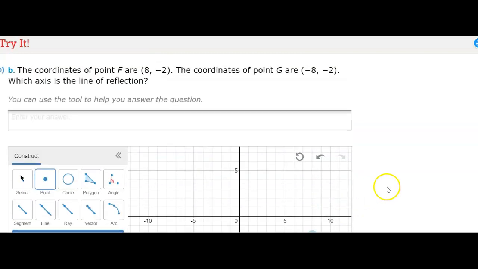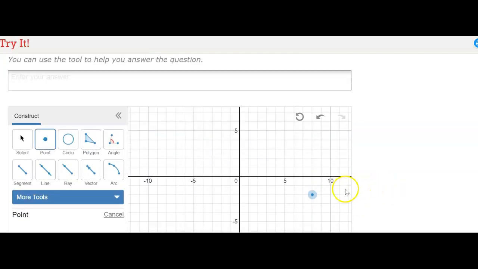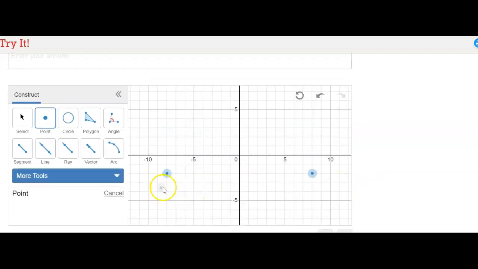G is -8 and -2. So we have -8, which would be on this side. So that's 6, 7, 8. And then we have -2, which is here, right? All right, so it's asking, now that we graphed them, what is the line of reflection? So the point is going across which line? That is our y-axis. So it's a reflection across the y-axis.